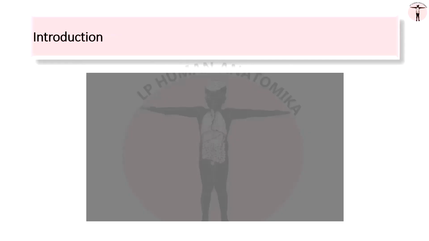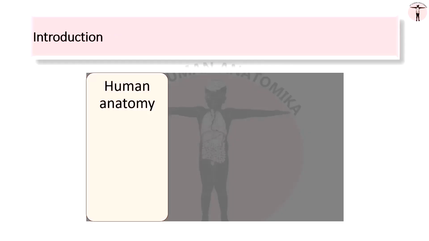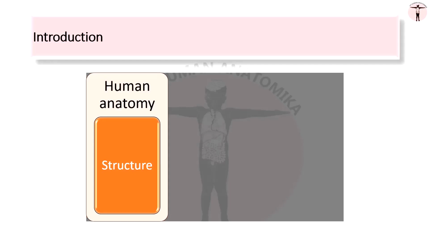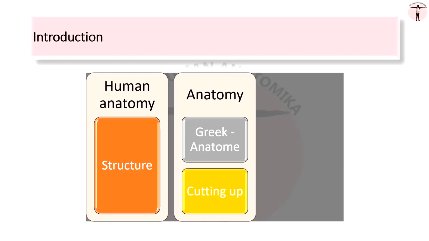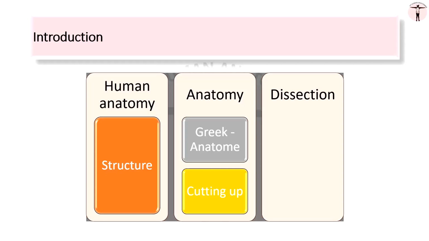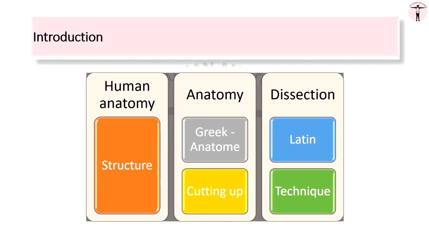Human anatomy is the science which deals with the structure of the human body. The term anatomy is derived from the Greek word anatome, and anatome means cutting up. The term dissection is a Latin word equivalent to Greek anatome. However, the two words anatomy and dissection are not synonymous. Dissection is a technique, whereas anatomy is a wide field of study.